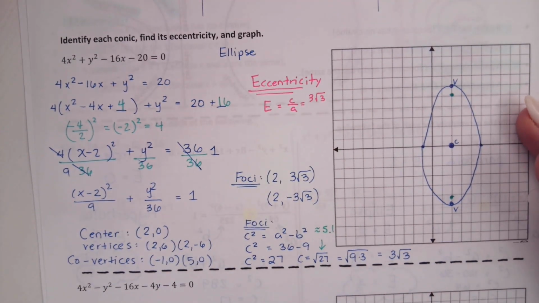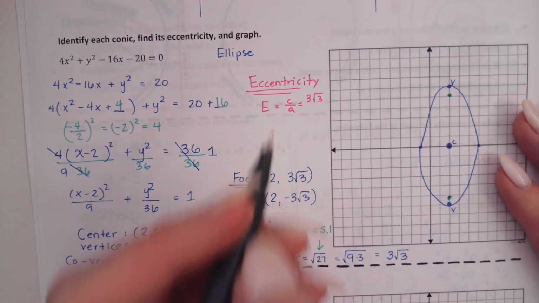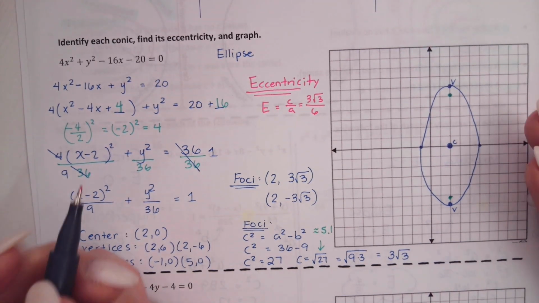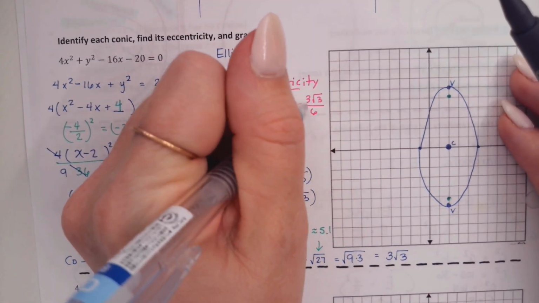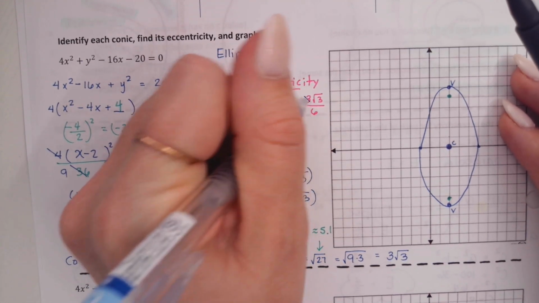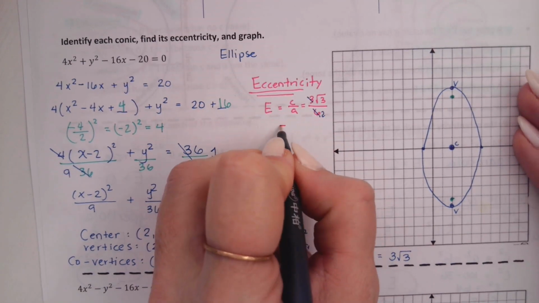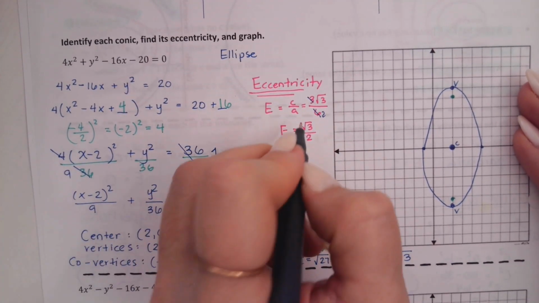What's our a number? It's 6, right? Should be the square root of the larger denominator. Does that reduce? Look at those two outside numbers. Would that reduce? Yes, turn into a 1 and a 2. So square root of 3 over 2, which I'm going to assume is between 0 and 1.